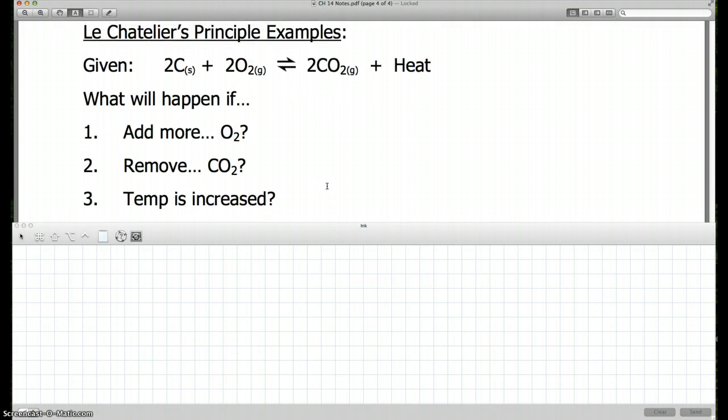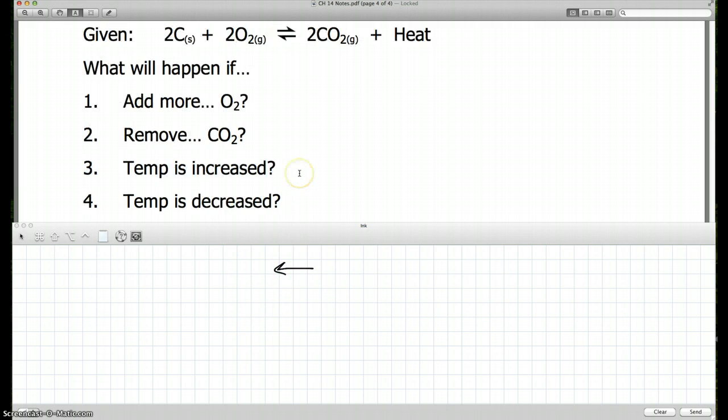If I increase temperature, again, if I add something, it wants to shift away from it. So if I increase temperature on this reaction, this equilibrium, it will shift to the left. And literally my answer for number 3 is just an arrow pointing to the left. If you add something, it shifts away from it. Temperature decrease, obviously, just going to do the opposite. Going to shift the other way.